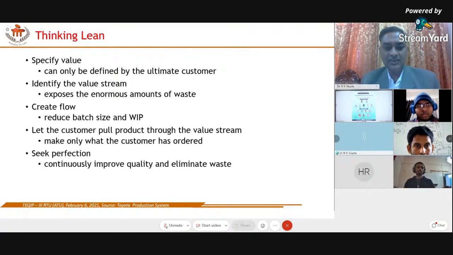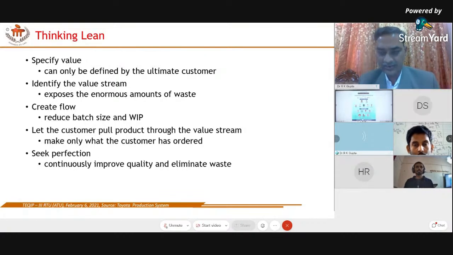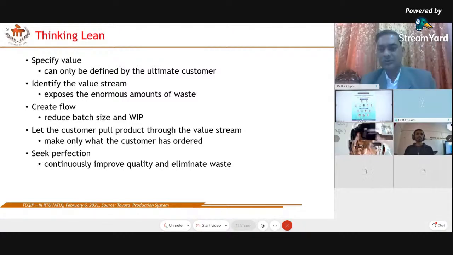Then let the customer pull the product through the value stream. Make only what the customer has ordered. So now in this lean manufacturing, what the customer orders, we manufacture on the basis of that. Toyota is the best example of that, which is why I have taken the Toyota study. The other one is seek perfection, to continuously improve quality and eliminate waste.